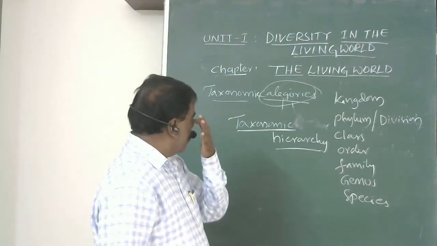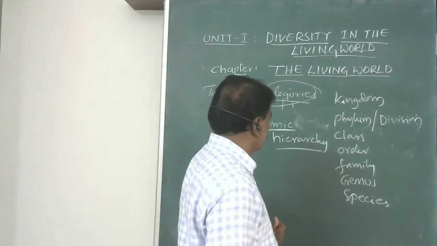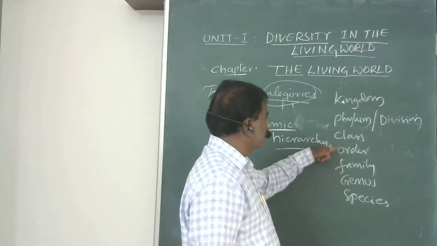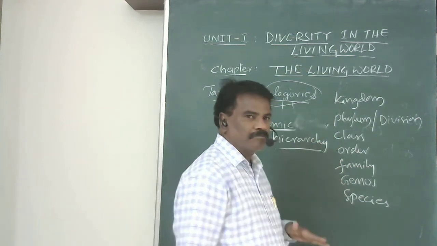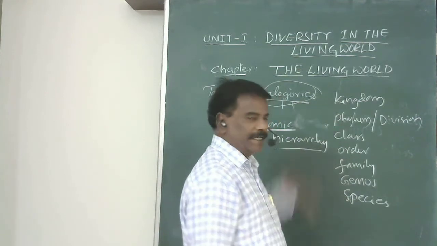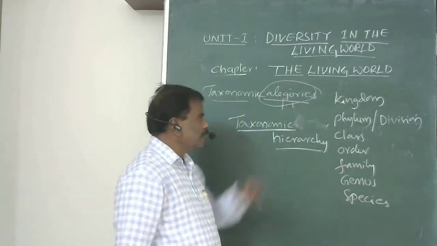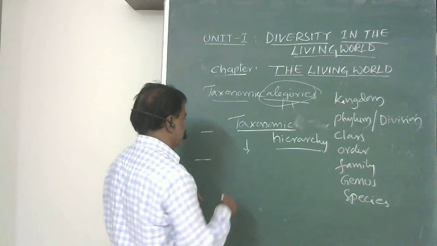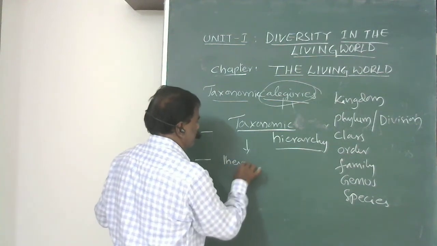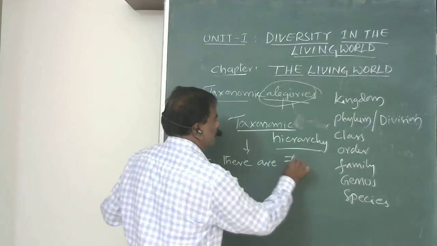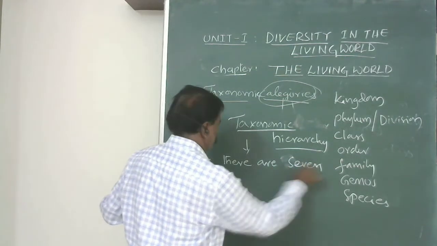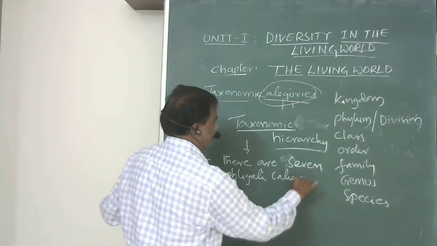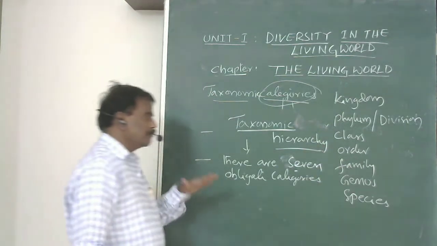In a taxonomic hierarchy, how many steps are there? 1, 2, 3, 4, 5, 6, 7 categories. Each step is called a category. So there are 7 obligate categories present in a taxonomic hierarchy.